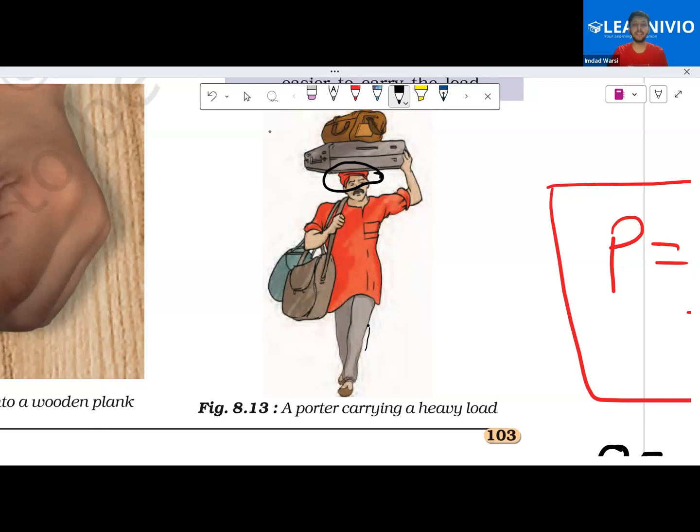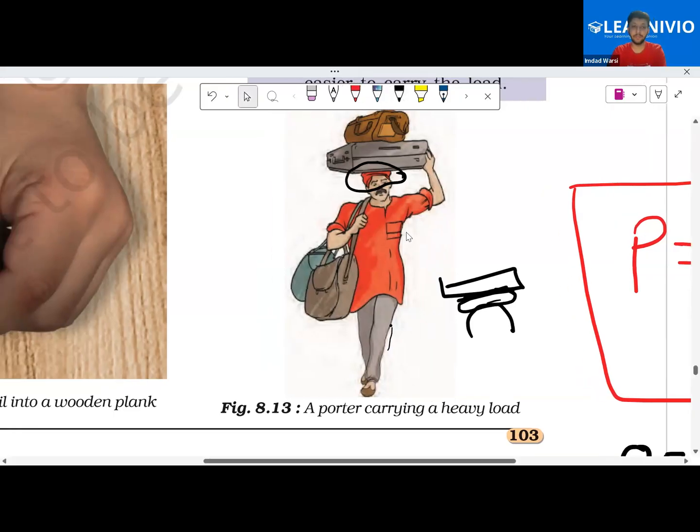How will the pressure decrease? Because there is more area of contact. If you keep some slab on your head, the area is less. Now, if you tie a cloth around your head, the area increases. So if the area increases, pressure will decrease.